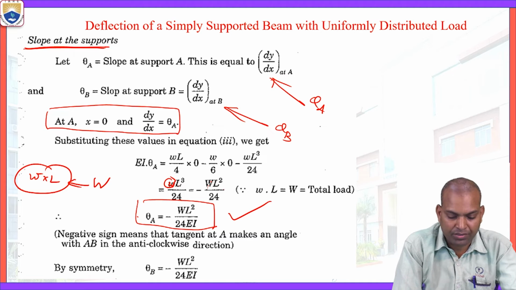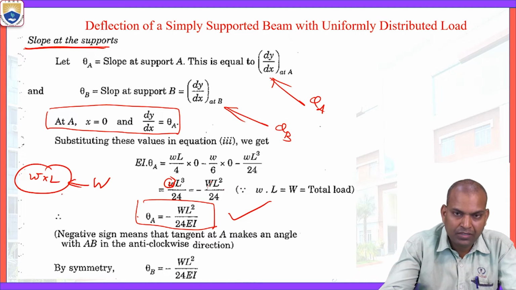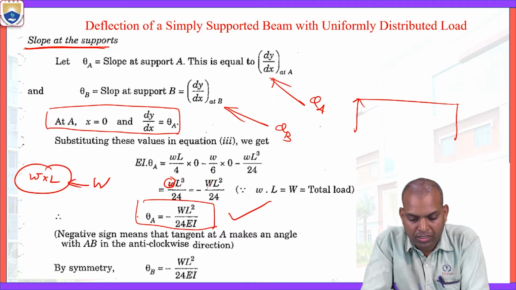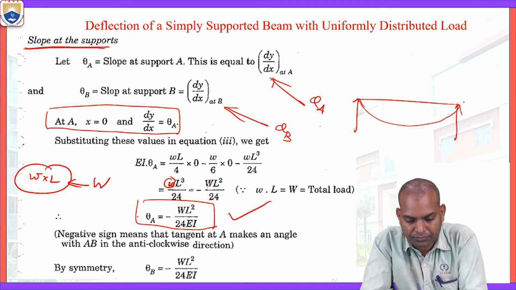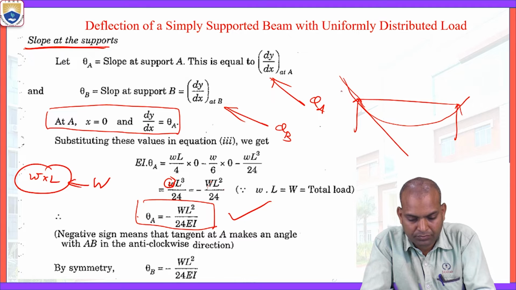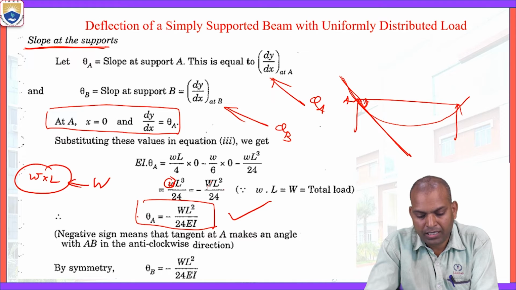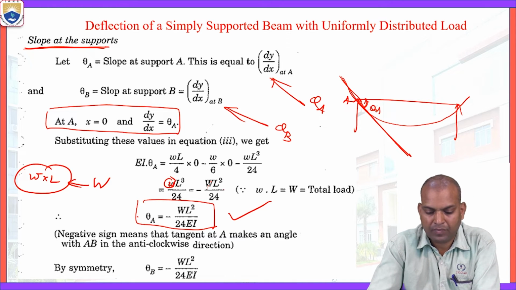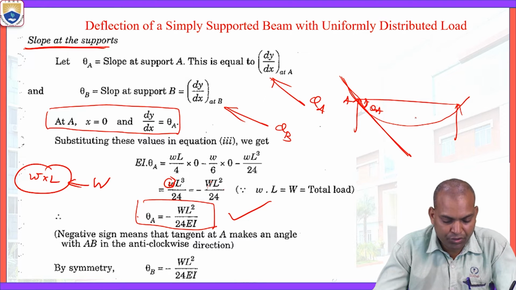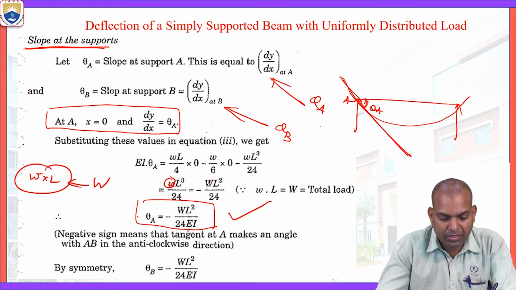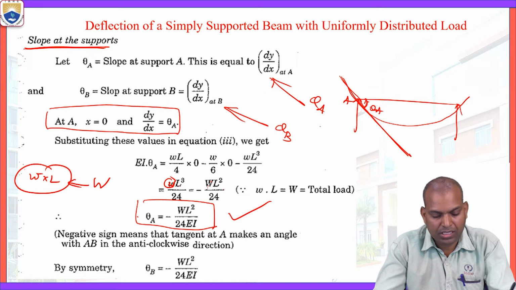So what does that negative sign mean? The tangent at A makes an angle with AB in the anti-clockwise direction, theta A. That's why it is W L square by 24 EI, where capital W is the total load, L is the span of the beam, E is the modulus of elasticity, and I is the moment of inertia, the second moment of area.